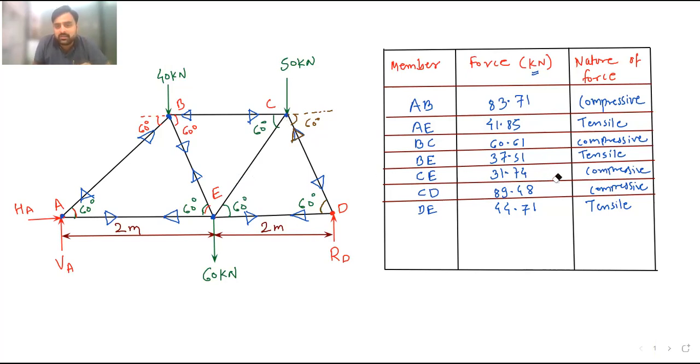Now see here, CE is also tensile. So now I will make here tensile. So the arrow must be away from the joint. C is also tensile. Okay, C is tensile. Any other?